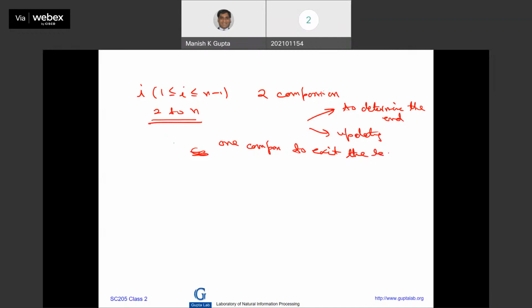The total number of comparisons is 2 times n minus 1, because the loop is running n minus 1 times, plus 1, constant, right? Now the whole thing is big O of n. This is big O of n. So this is how we do it. We just count operations.